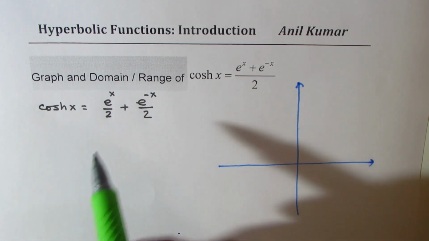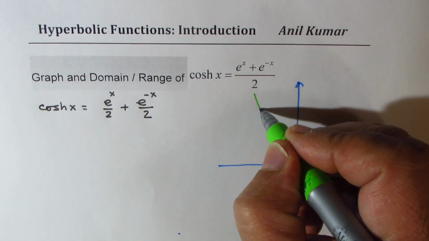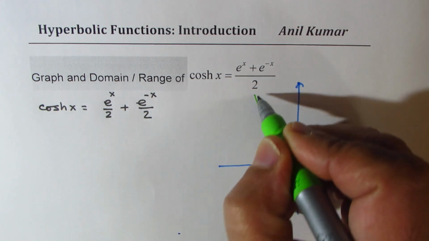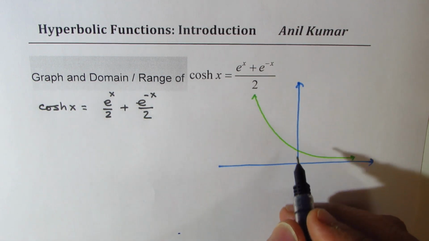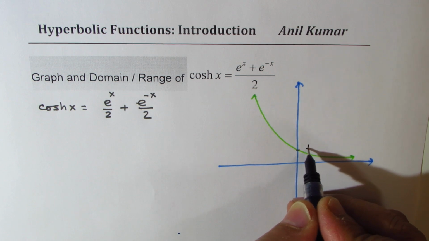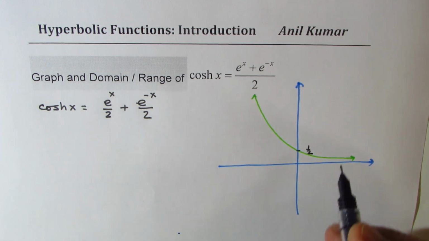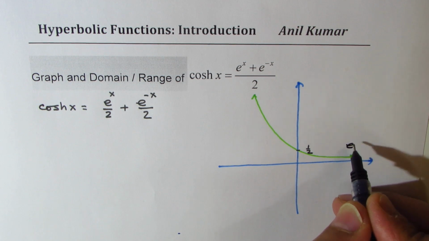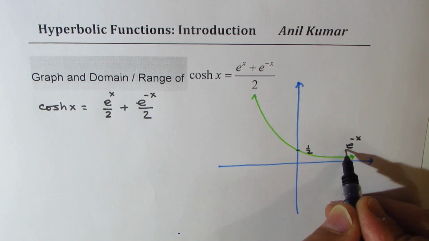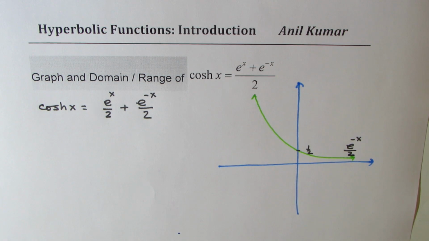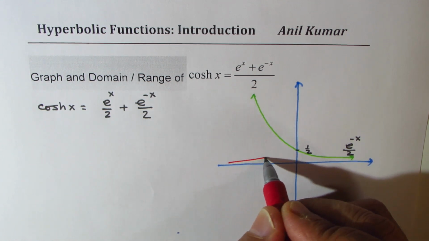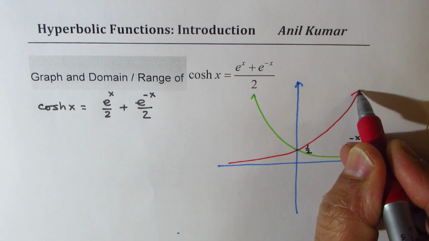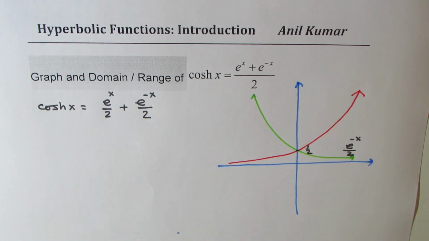So e to the power of minus x, I'll draw first like this. Now this one I've sketched here, this position is half. That means this function which I've sketched is basically e to the power of minus x divided by 2, correct? Now for the positive part, e to the power of x divided by 2, it is going to go through half, right? That is your y-intercept, and that is going to be your function.